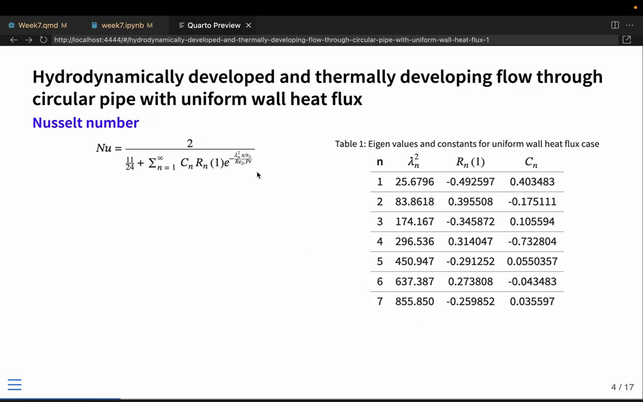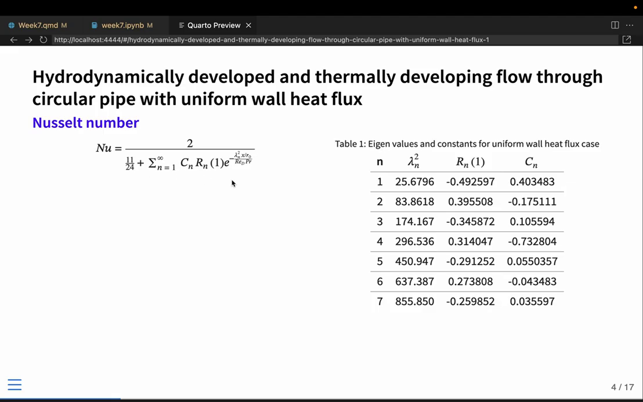So the correlation is given by this equation. Nusselt number is 2 by this particular quantity, as we derived before. For large values of x, this particular term will actually go to 0, and then you will be left with 48 by 11, which is the one that we obtained previously. So that would be around 4 point something, 4.66 or something for uniform wall heat flux case.